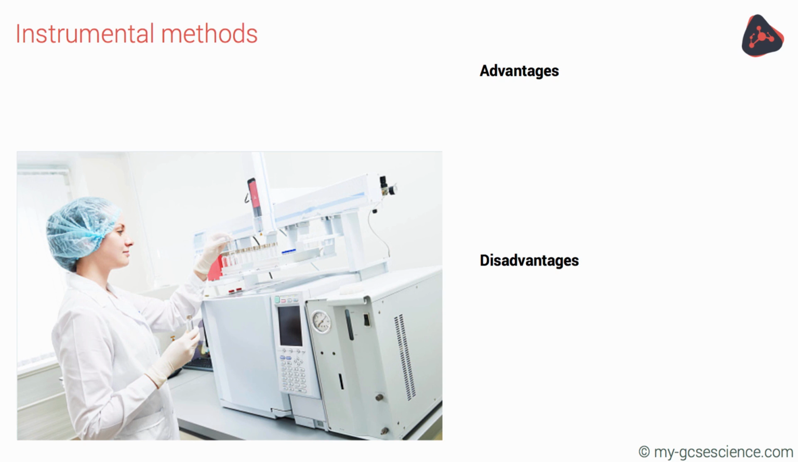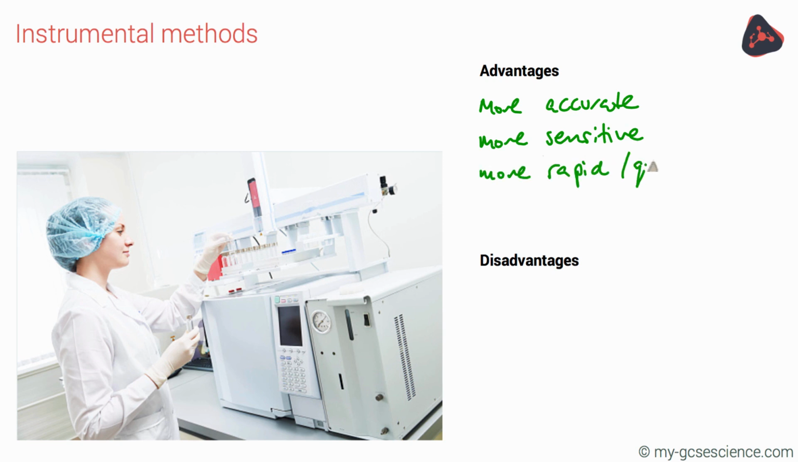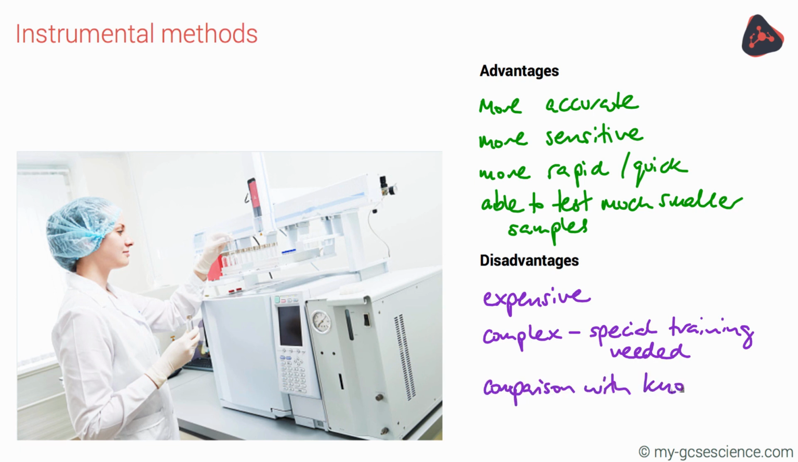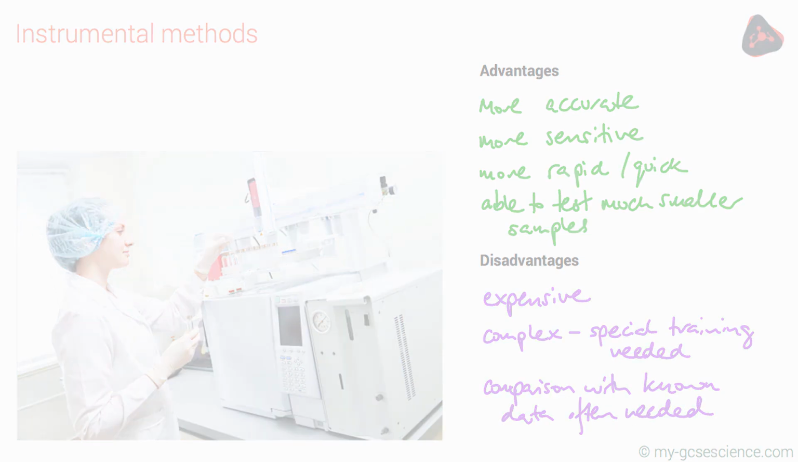The main advantages of these instrumental methods of analysis are that they're more accurate, more sensitive, quicker, and often able to test much smaller samples so that you can identify even trace elements in a sample. However, some of their disadvantages are that they're normally very expensive, and they're complex, requiring special training. And rather than just observing a colour, it's normal that in these instrumental methods you need to compare your result against some known data, which you may not have.